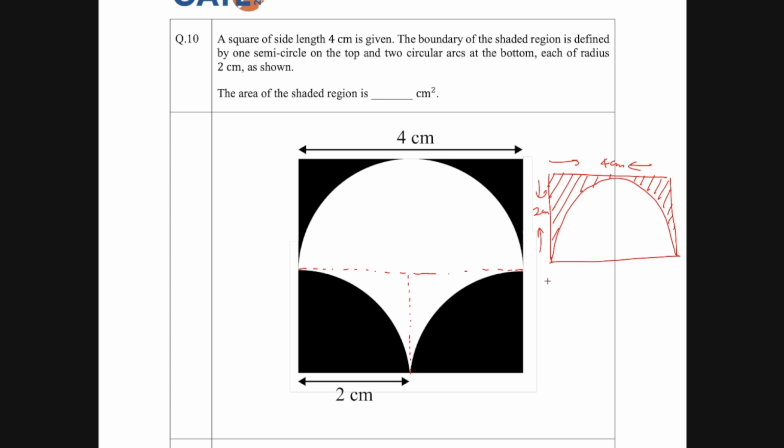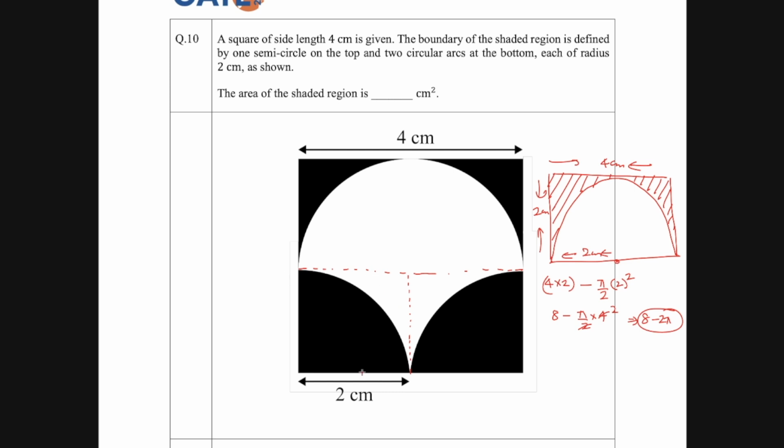Area of rectangle, that is 4 into 2, length into width, minus area of semicircle. Semicircle area is pi by 2 r square. The radius for this is going to be 2 centimeter, because this will be 2 centimeter from here to here. So into 2 square. So this becomes 8 minus pi by 2 into 4. So this becomes 8 minus 2 pi. That's the area of this part.